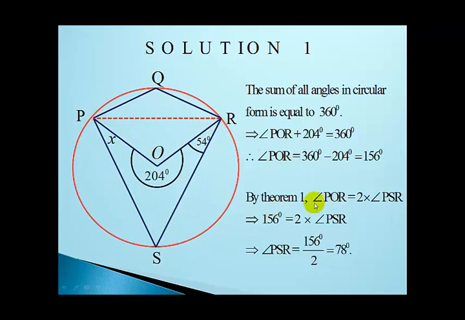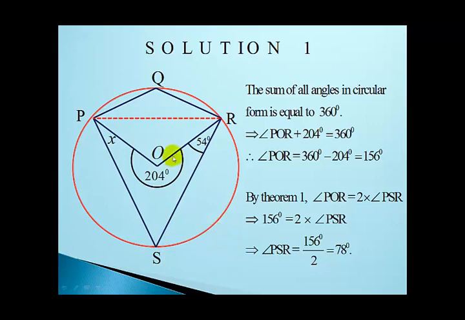I repeat, angle POR is equal to 2 times angle PSR. Why? Because PR is a chord, and the chord PR subtends an angle of 156 at the center. Now we know that the angle that the chord PR subtends at the center is equal to 2 times the angle that the same chord subtends at the circumference, that is at the point S.